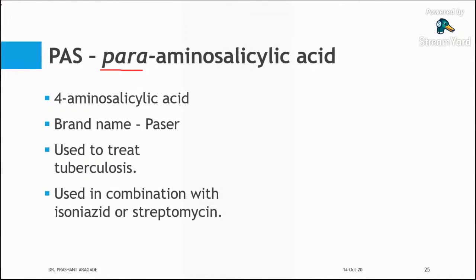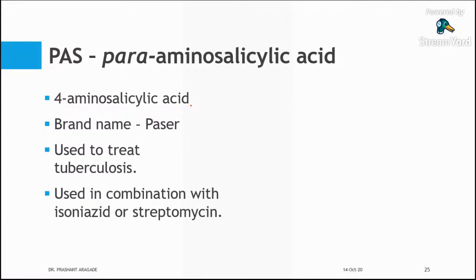So para means the fourth position. So it is also called 4-amino salicylic acid. Why am I asking you the questions? Because 2 and 4 is ortho. Not 2 is ortho, 4 is para. So why am I asking? Because this PAS or para-amino salicylic acid is also called 4-amino salicylic acid.